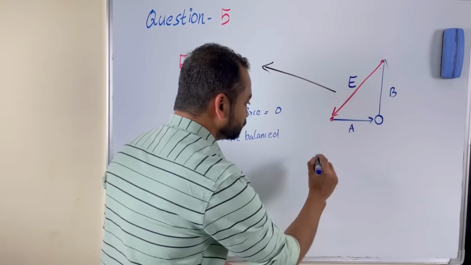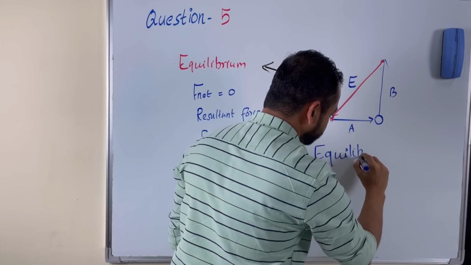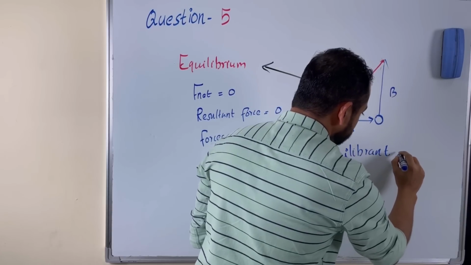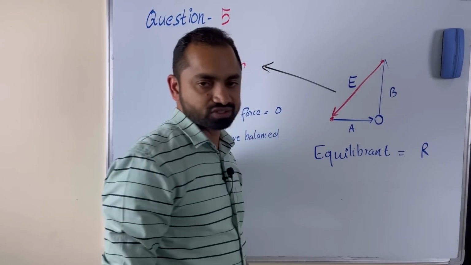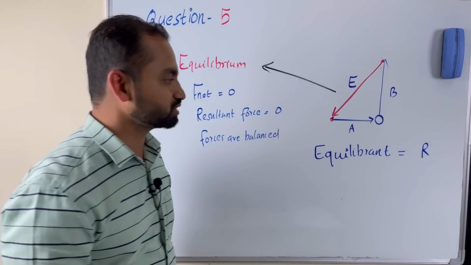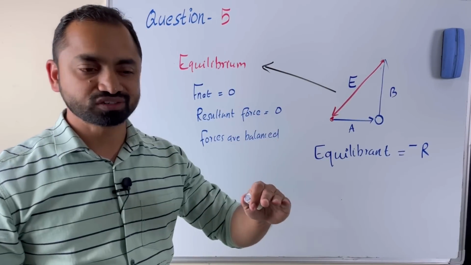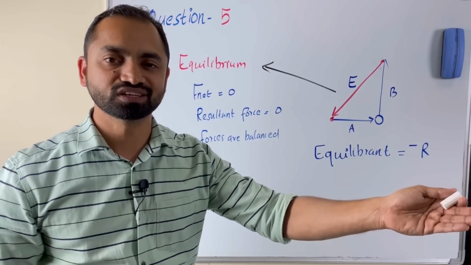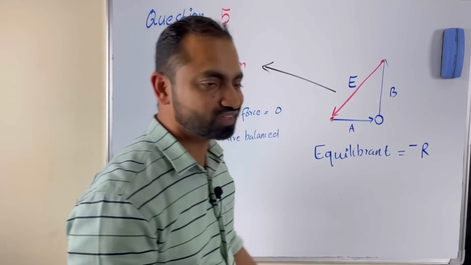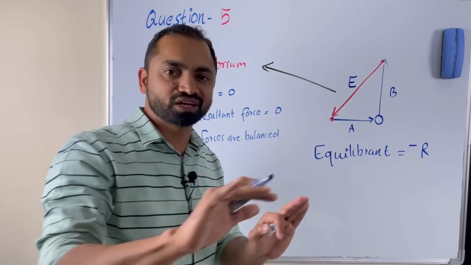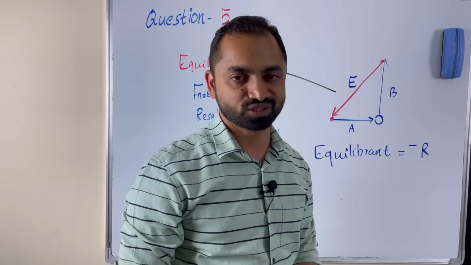So what is equilibrant? Equilibrant is always equal to the resultant force, but the direction will be opposite. If the resultant is to the right side, then equilibrant is to the left side. If the resultant is along this direction, the equilibrant will be the same in magnitude, but the direction will be just opposite of the resultant vector.